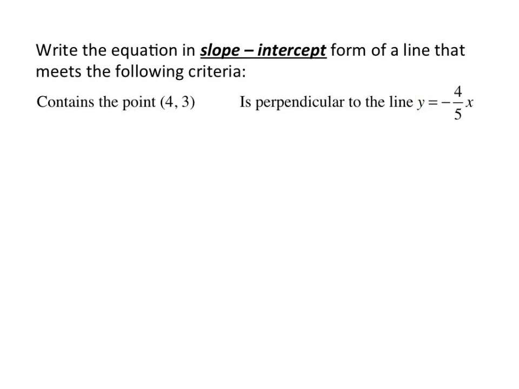So here's a slightly different problem. We're still given a point, which I can still call x1, y1, so 4 will be x1 and 3 will be y1. But now we're asked for a line perpendicular to the line y equals -4/5 x. Since this is in slope-intercept form, the slope given to us is -4/5, and the slope I want to use has to go through two different changes.